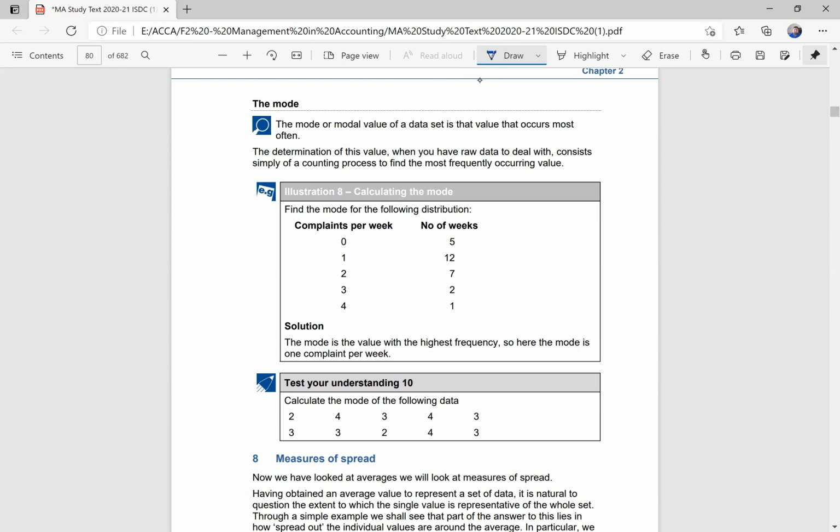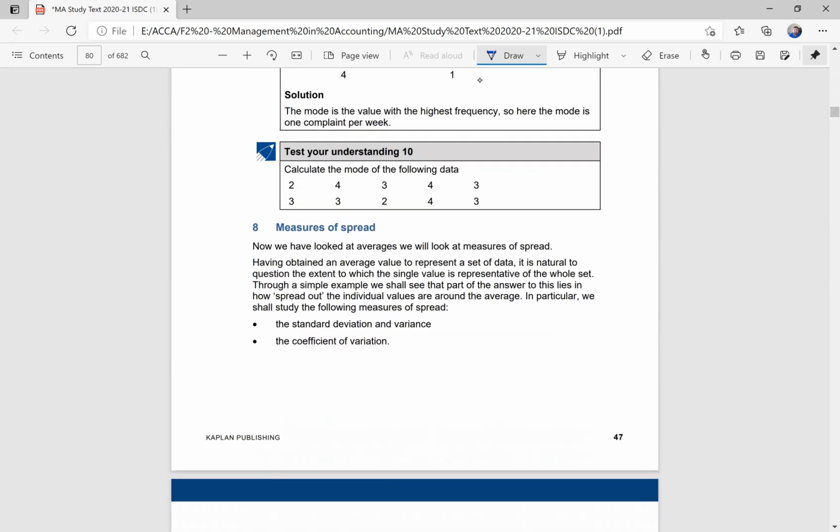So 0 is getting 5, that is not the highest. 1 is getting 12, that is the highest. 2 is getting 7, and 3 and 4 are getting a very minimal value. So the highest number is going to be one complaint per week for 12 weeks. So the mode is going to be one complaint per week.